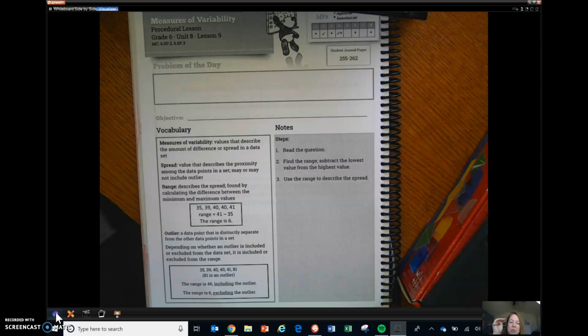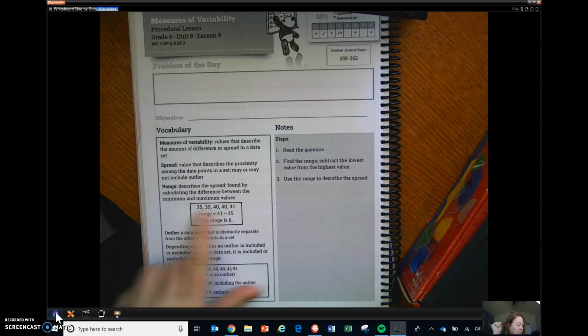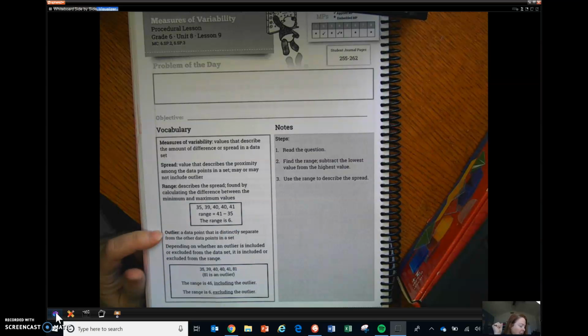The range is super easy. It's just subtracting your lowest data number out of your biggest. So in this spread, you have 41 as the largest and 35 as the smallest. So you just subtract 35 from 41. The range is 6.